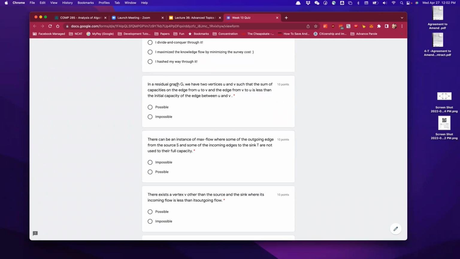All right, so first question. In the residual graph G, we have two vertices, U and V, such that the sum of the capacities on the edge from U to V, so we have one edge going from U to V and one edge going back from V to U, is less than the initial capacity of the edge between U and V. Is this possible or impossible?